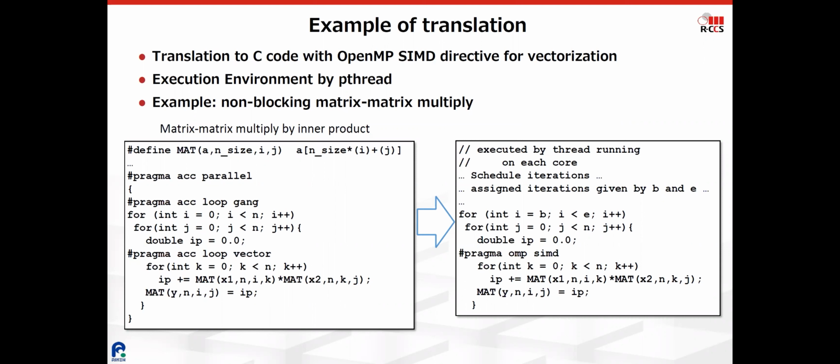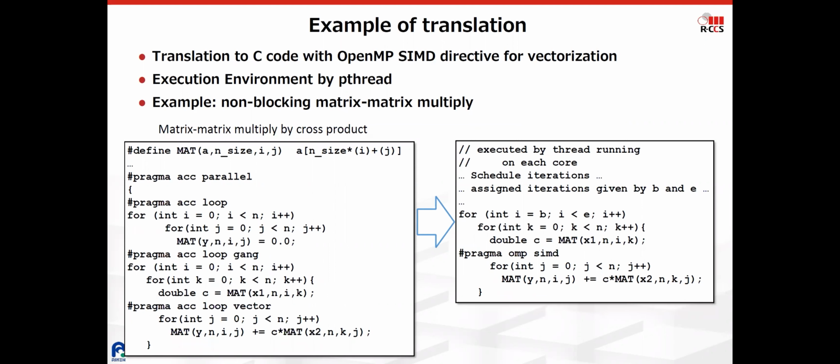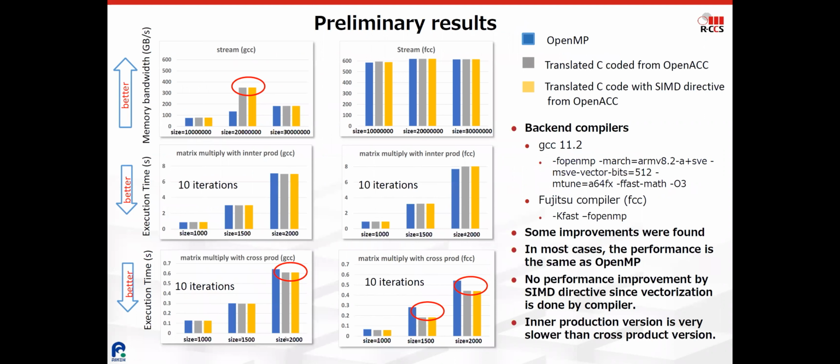And this is a version using the cross product. Sometimes this version may be faster than the inner product version. And this is a very, very preliminary result. The blue one is just OpenMP, the gray one is the translated code from OpenACC by our compiler, and the yellow one is the code translated with SIMD directives from OpenACC. And we tested the GCC and Fujitsu compilers.